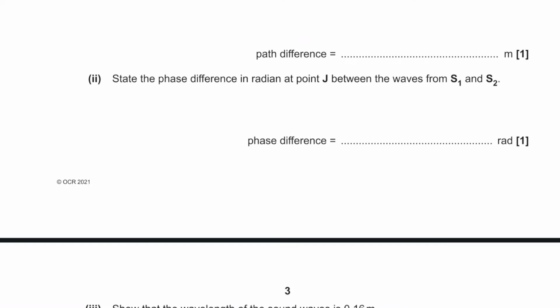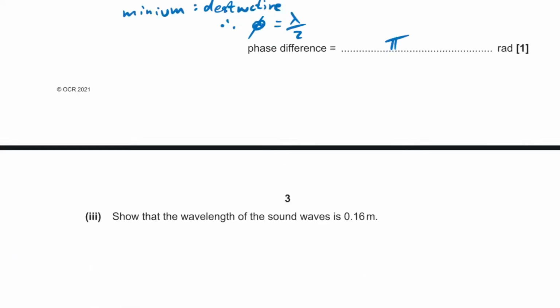State the phase difference in radians at point J. Well, we know it's the first minimum, don't we? So a minimum means destructive interference, so that must mean that therefore the phase difference, we could say phi, is going to be equal to half a wavelength. So in other words, pi radians out of phase.